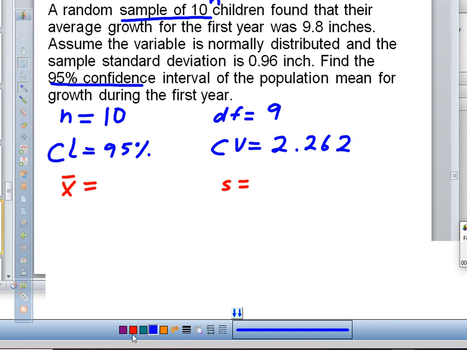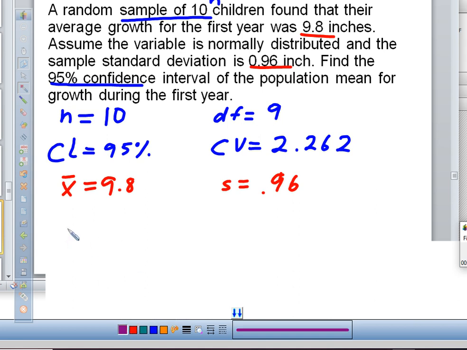And then my x bar, sample mean. Let's see, random sample, found the average growth. So this is your sample average, or sample mean, was 9.8. And then assume the variable, and so on, and the sample standard deviation is 0.96. Okay, so now you have all the pieces. Go ahead and pause this, find your error and find your confidence interval, and come back when you're done finding those.